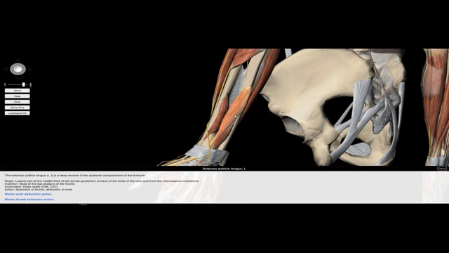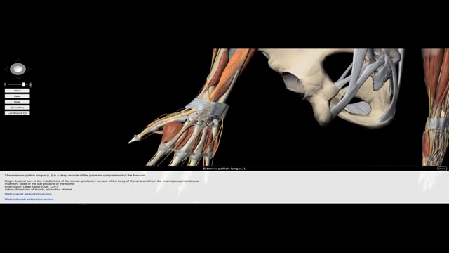Then we have the extensor pollicis longus, originating from the lateral part of the middle third and the dorsal surface of the body of the ulna and the interosseous membrane, coursing down to insert into the distal aspect of the distal phalanx. It is innervated by the deep radial nerve, and it extends the thumb and helps to abduct or radially deviate the wrist.